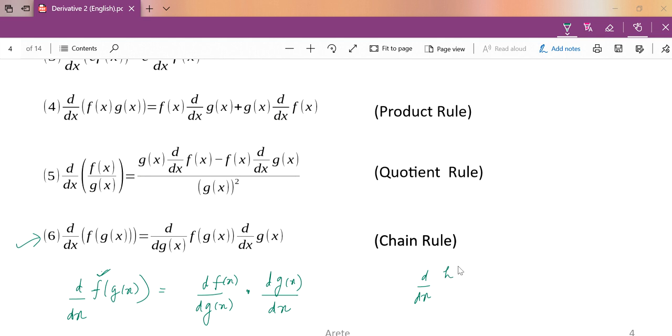Okay, if I just write three functions, what do you do? If I write h of f of g of x, okay, there are three functions now. You keep on doing your dh over d f of g of x. Okay, then you do d of f of g of x over d of g of x. Okay, so this is the chain rule. That is why it is called chain. You form a chain. You keep on just finding the derivatives.